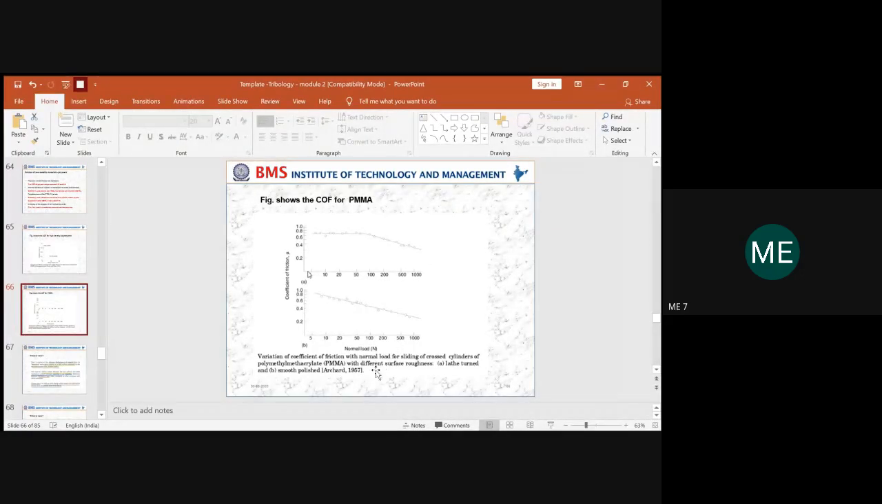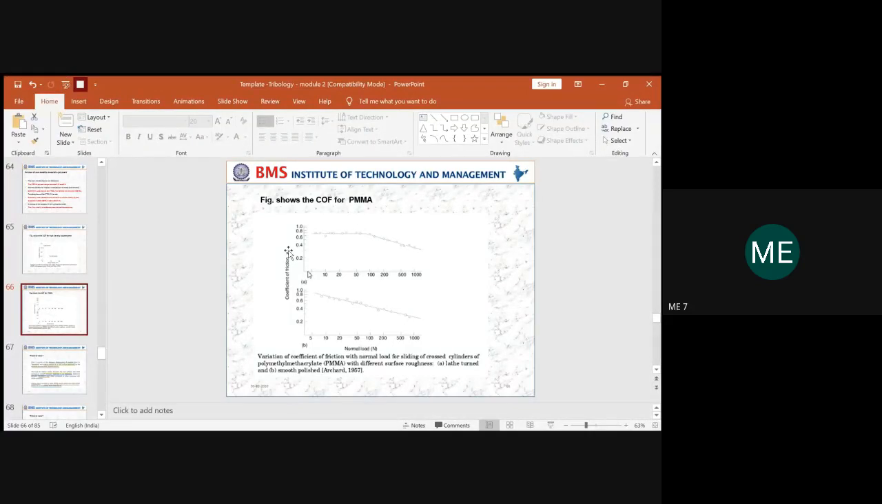But in the case of the smooth finish, as the load increased, the coefficient of friction decreased drastically. So this is how the comparison of coefficient of friction is done with respect to the same mating component with different surface roughness. By looking at the diagram, you should be able to explain what is what. So this part covers your entire friction concept in our module 2.